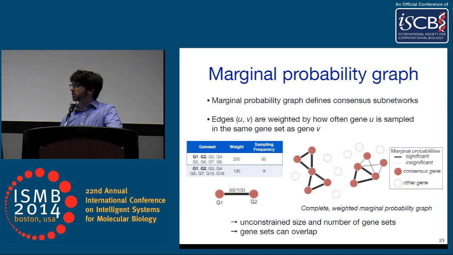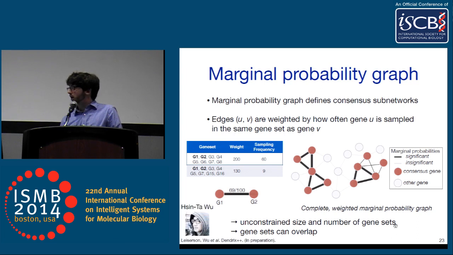This is similar to the Multi-Dendrix consensus approach, but it has two additional features that are valuable. The first is that you can find gene sets with unconstrained size and number. If you were to extract the high weight subgraphs of this marginal probability graph as your output, you would get this property. In addition, the gene sets can overlap. So if you find pairs of genes or sets of genes that appear sometimes with one set and sometimes with another, that might indicate that the pathways are overlapping.